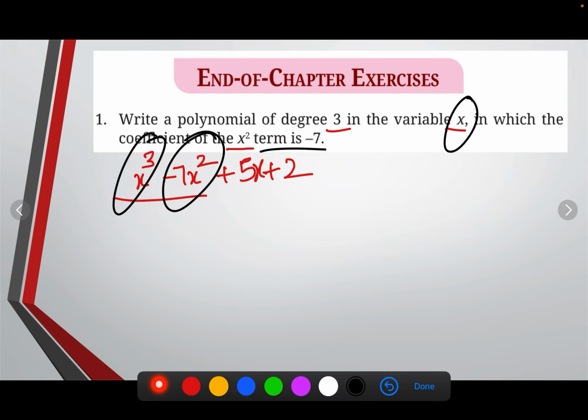There are n number of solutions possible. You have to ensure that one term of x cube should be there. You can put the coefficient if you want. If you don't want, then don't. Then -7x square. Rest is your choice whether to write or not to write.